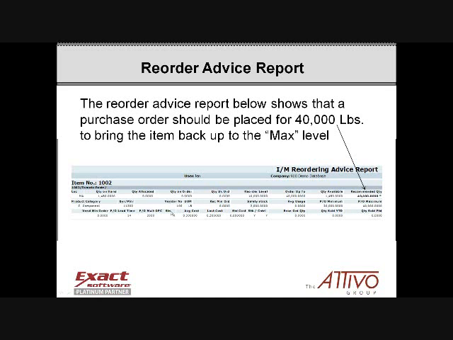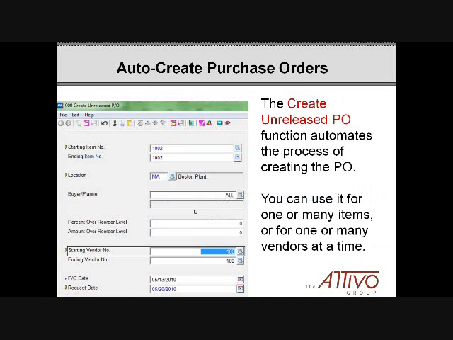This is the vendor number 100, which is then used in the auto-create purchase orders process. So the function that allows us to create unreleased purchase orders will allow us now to create a purchase order for just this one item, or say all items for a specific vendor. You can use this a number of different ways.